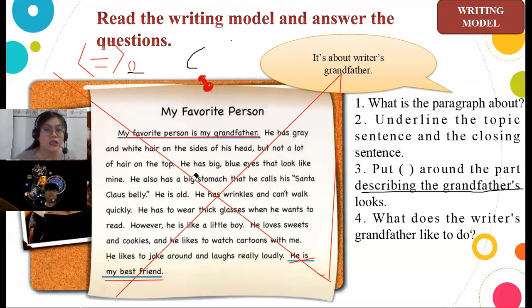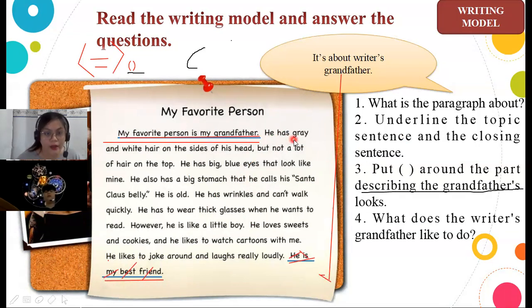You read. My favorite person, it's my grandfather. That is the topic sentence. Now, look for the part where he is describing the appearance, the look of his grandfather. So what does his grandfather look like? He has gray hair and white hair on the side of his neck, but not a lot of hair on the top. He has big blue eyes that look like mine. He also has a big stomach that he calls his Santa Claus.